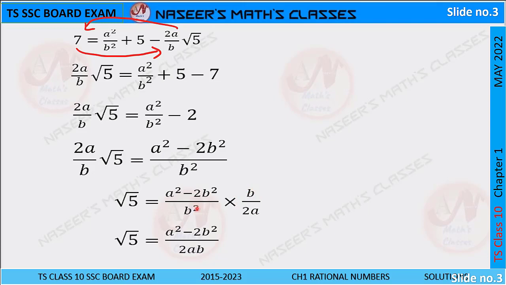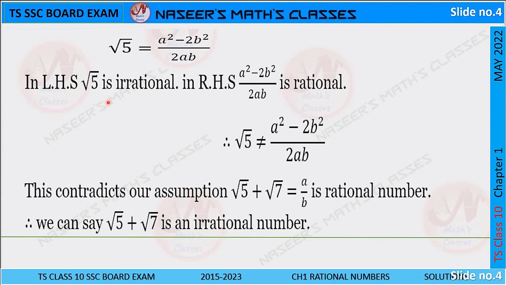Next, we transpose 2a by b from LHS to RHS, then we get b by 2a. Here b and here b we can cancel, then we get root 5 is equal to a square minus 2b square by 2ab. LHS root 5 is an irrational number, and in RHS a square minus 2b square by 2ab is a rational number. Therefore, root 5 is not equal to a square minus 2b square by 2ab. So, this contradicts our assumption that root 5 plus root 7 is equal to a by b as a rational number. Therefore, we can say that root 5 plus root 7 is an irrational number, hence proved.